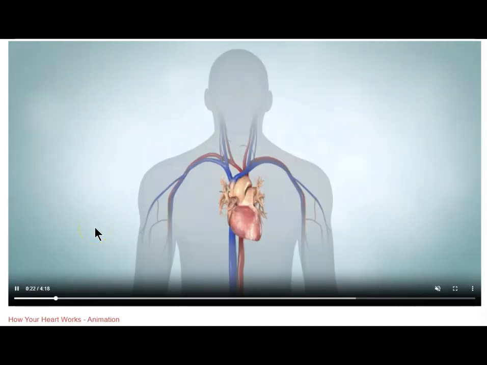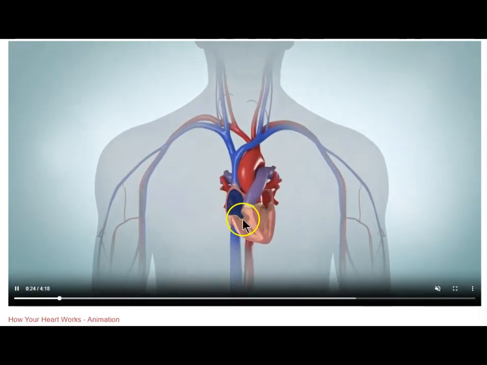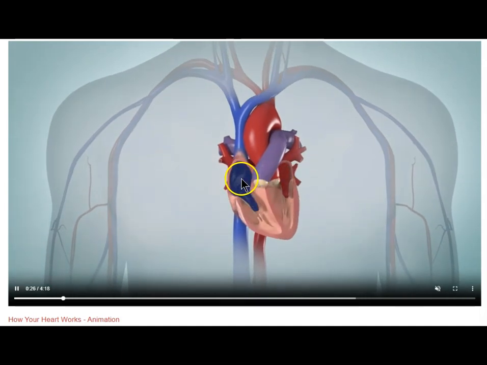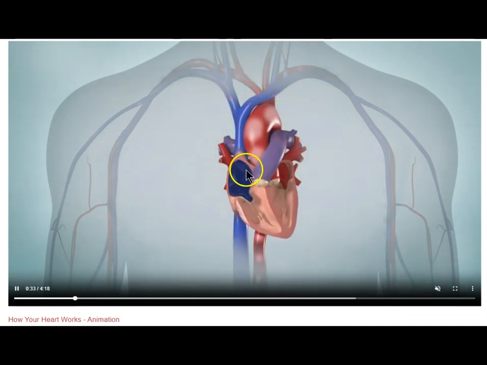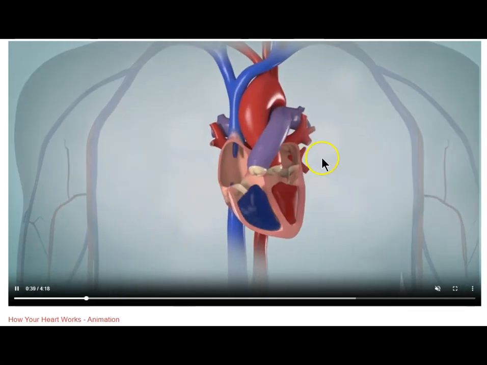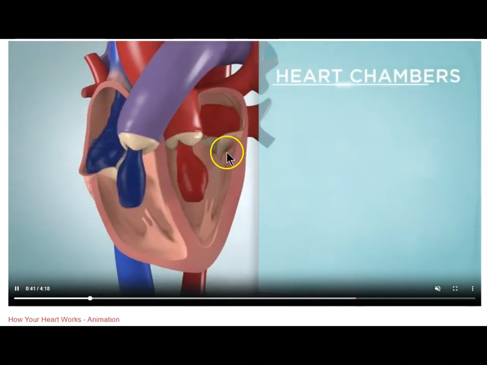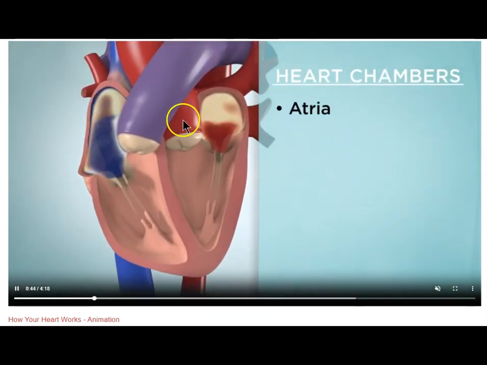Let's take a look at an animation of the heart. We have the two collecting chambers at the top, they're called atria, and the two pumping chambers down at the bottom, they're the ventricles, and here we see the lungs. The right atrium is collecting blood from the body. The right ventricle is going to pump that blood through the lungs. The blood returns in the left atrium, and then the left ventricle will pump the blood to the body.